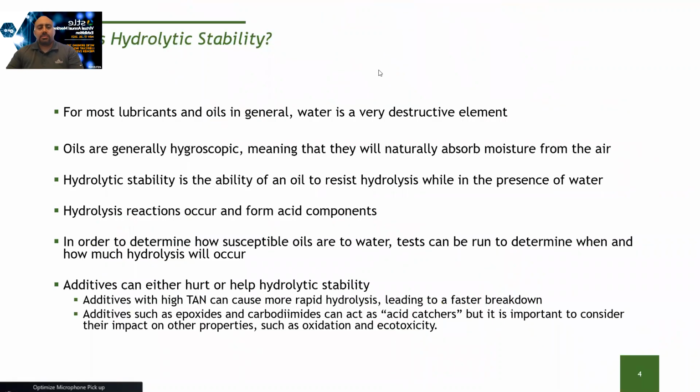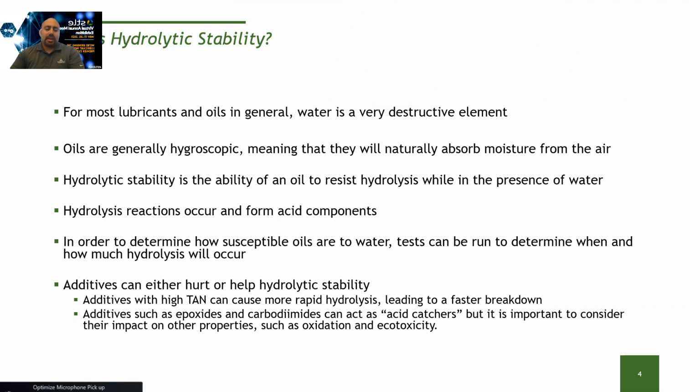Hydrolytic stability. For most lubricants, oils in general, water is a very destructive element. They generally are hygroscopic, meaning that they will naturally absorb moisture from the air. So hydrolytic stability is the ability of an oil to resist hydrolysis while in the presence of water. When this hydrolytic reaction occurs, it forms acidic components. And in order to determine how susceptible oils are to water, we have to perform analytical tests to determine when or how much hydrolysis will occur with the specific base oil.